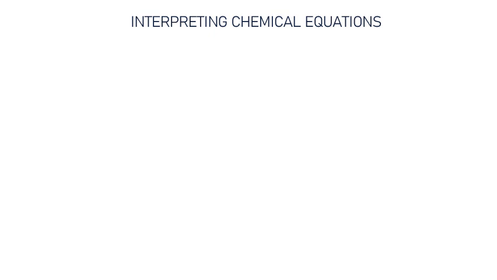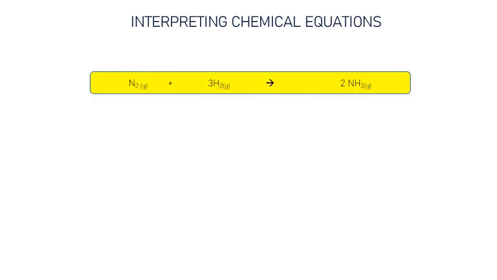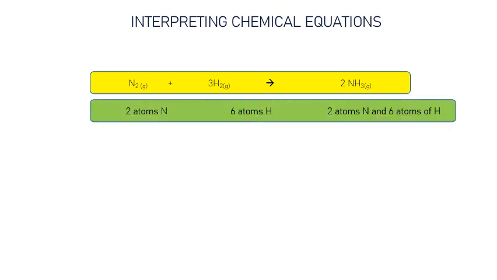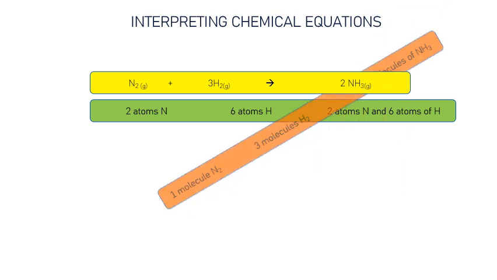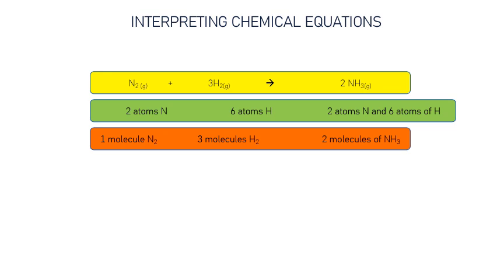Let us take an example of the production of ammonia from nitrogen and hydrogen. We know this equation is balanced because we have 2 atoms of nitrogen and 6 atoms of hydrogen on the left side, and on the right side we also have 2 atoms of nitrogen and 6 atoms of hydrogen. We can also say that there is 1 molecule of nitrogen and 3 molecules of hydrogen on the left side, and 2 molecules of ammonia on the right side, correct?